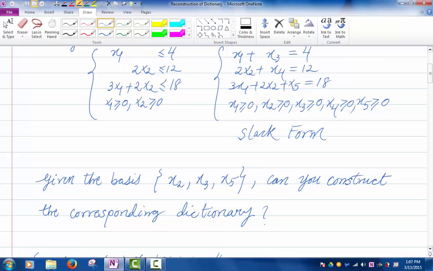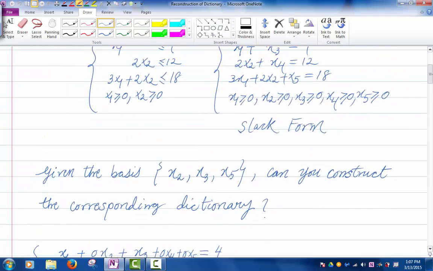What do we do? We start with the initial dictionary, and then we apply pivoting, go over a bunch of dictionaries to get to the final dictionary, right? Now I'm saying, suppose at one point during simplex, the basis set was x2, x3, x5. Can you tell me what the dictionary was without going through simplex? Is the question clear to you? All right, so let's see how we could do it.